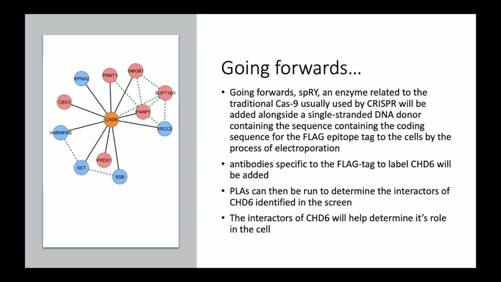Antibodies specific to the flag tag will be used to label CHD6, as well as antibodies for their interactors. PLAs will then be used to determine the interactors of CHD6 identified in the screen. These interactors will help determine CHD6's role in the cell.